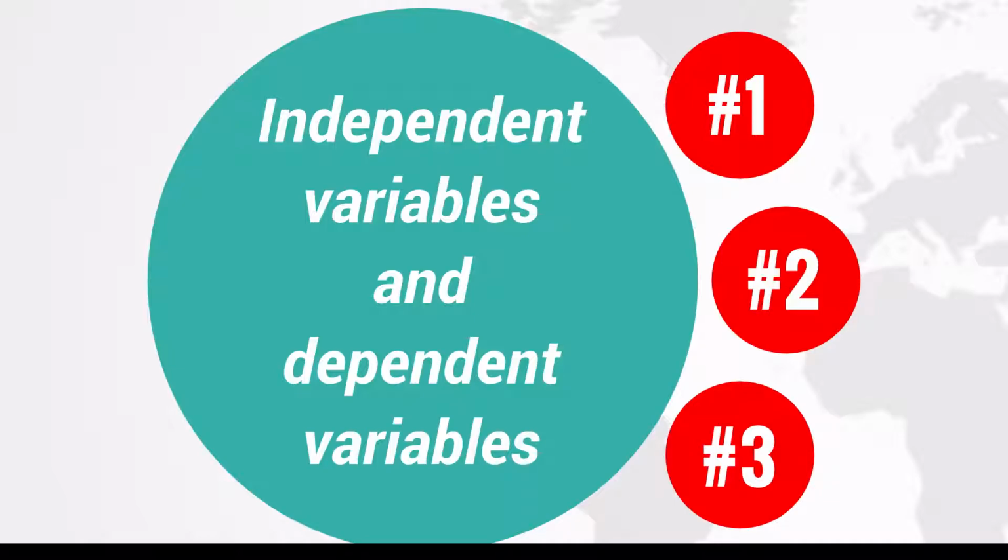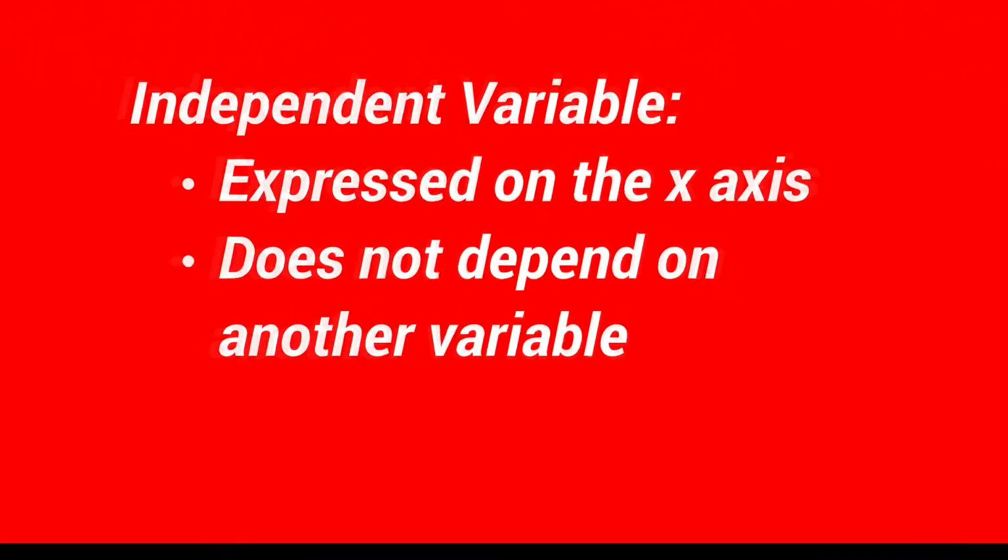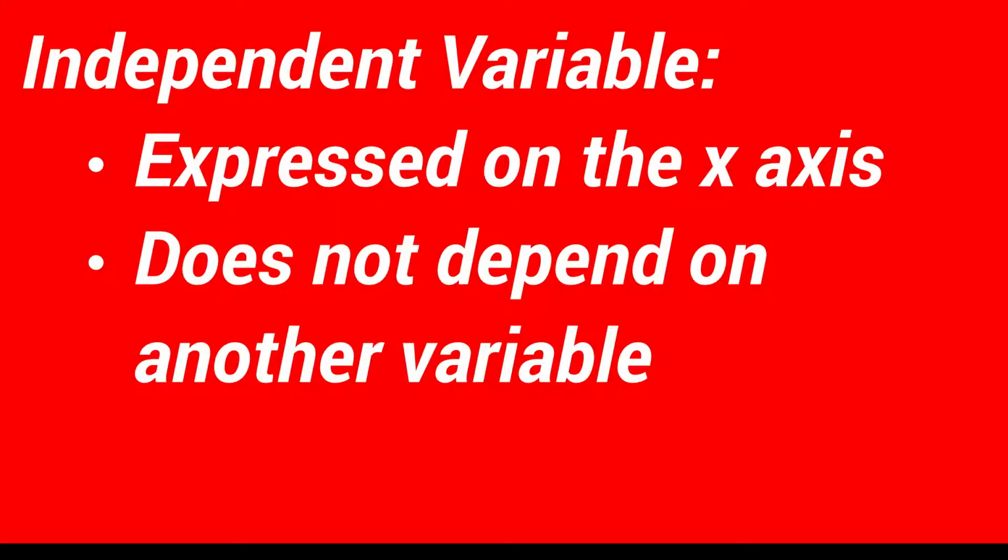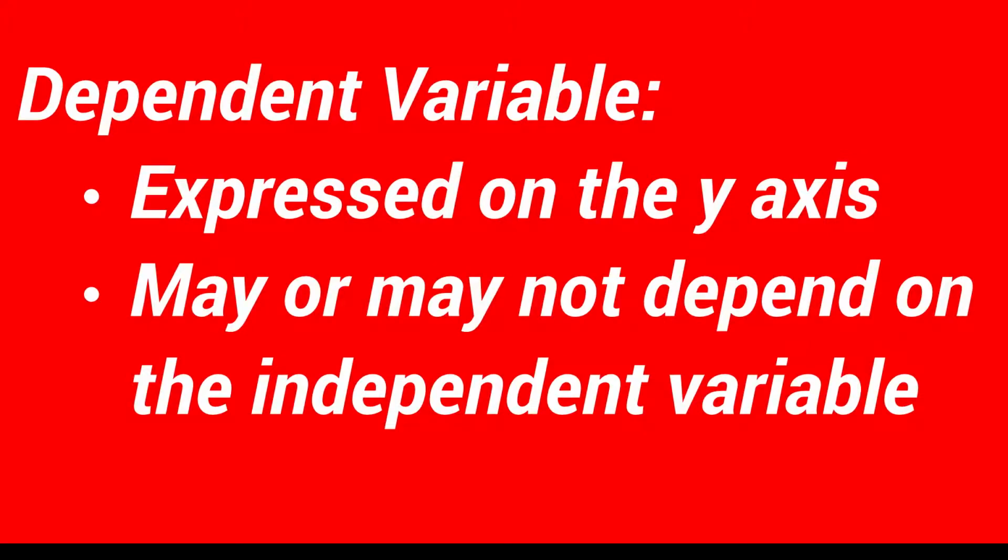We will begin by talking about the two variables you will have. First, you will have an independent variable, which is usually expressed on the x-axis of the graph and does not depend on another variable. Secondly, you will have a dependent variable which will be expressed on the y-axis of the graph, and it may or may not depend on the independent variable.